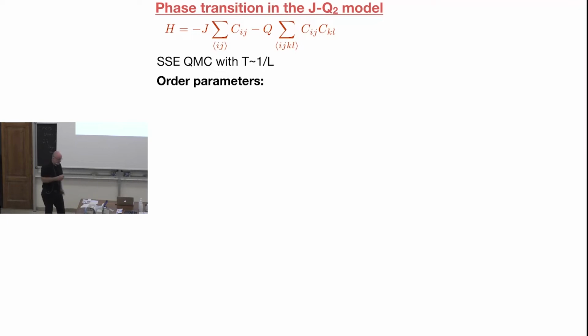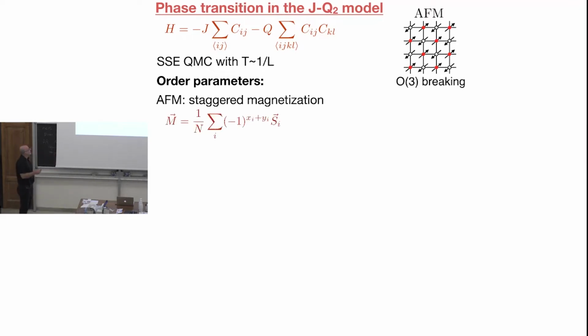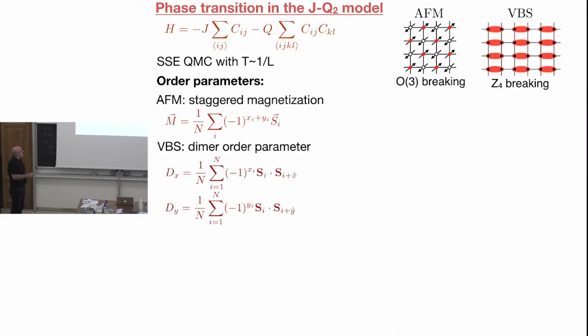Okay, so now we need some order parameters. I already talked about the staggered magnetization of the AFM, same as in the Heisenberg model. That's one of the phases of this model. And then we have a VBS phase, and I will really demonstrate to you later on that it's columnar VBS. But for now, let's assume that it is and construct an order parameter for that.